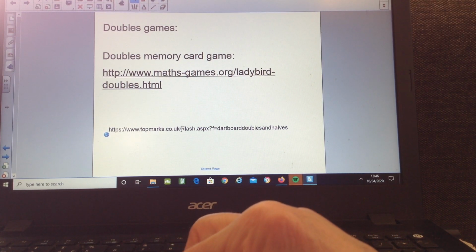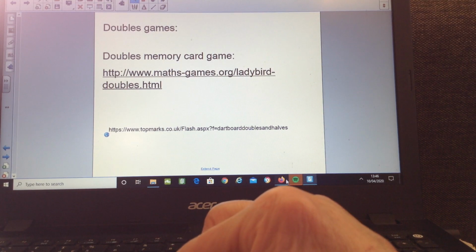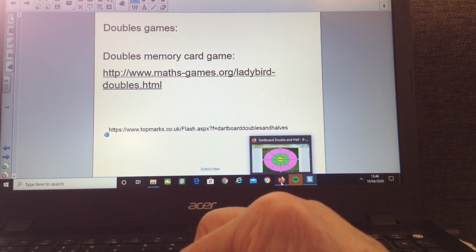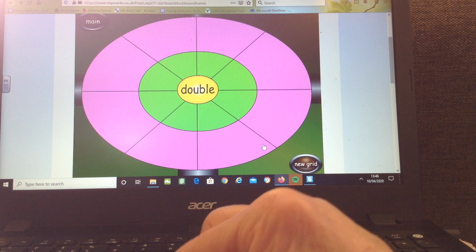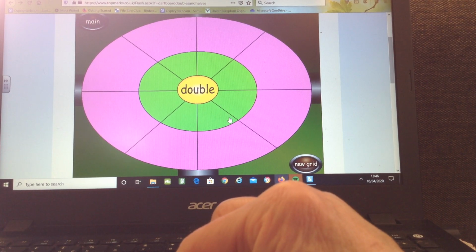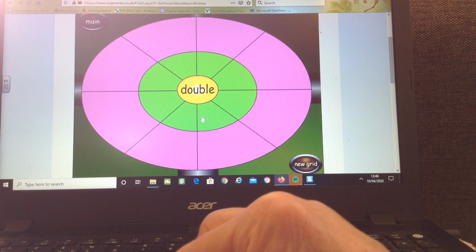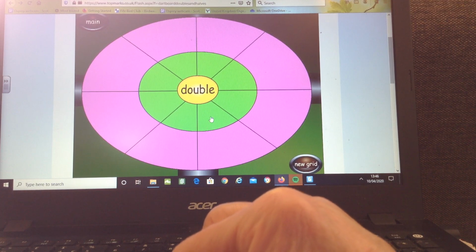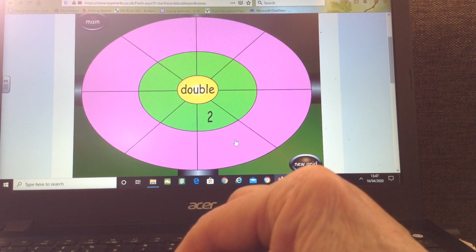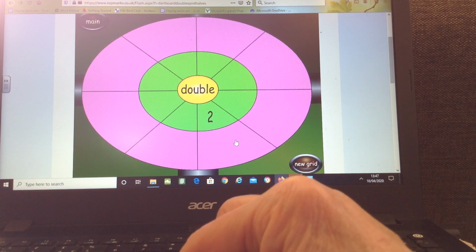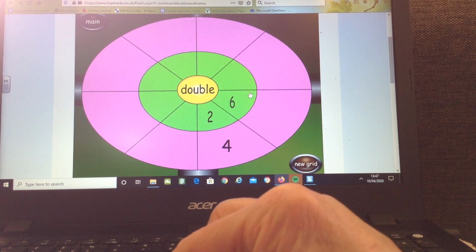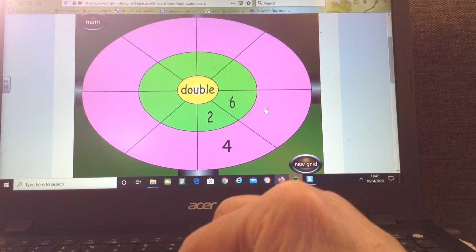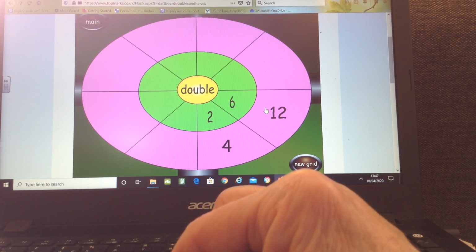This one is on Top Marks. We go on to Top Marks quite a lot at school. It's a very good website. So let's just have a look at that one. And we do this quite often. So it's a target grid. It's set on doubles. And if you click on a green one, you've got to tell me what the double is. So 2 plus 2 equals 4. Another one, 6 plus 6 equals 12. We've already done that one, haven't we?